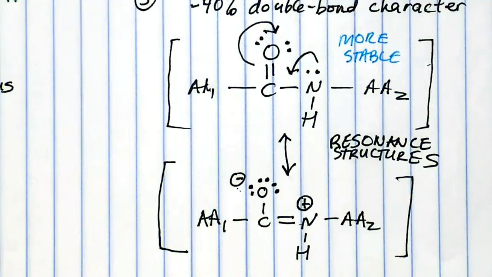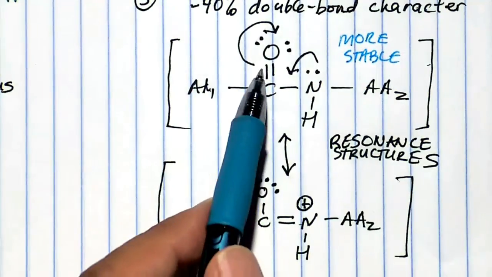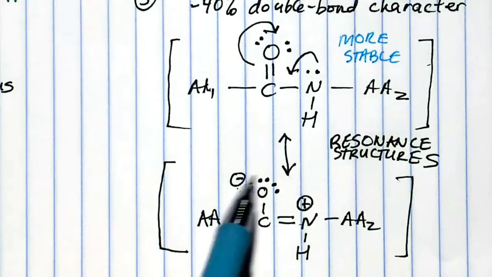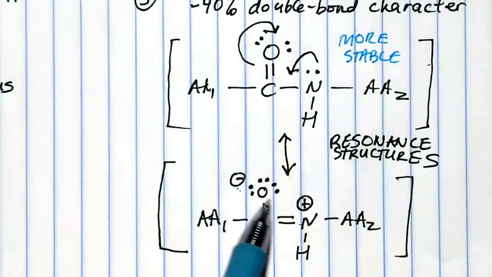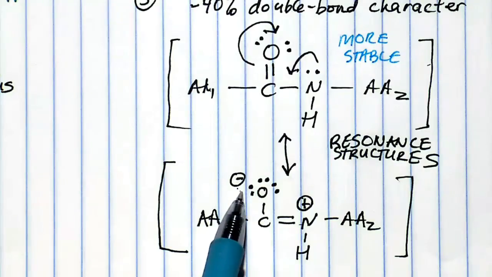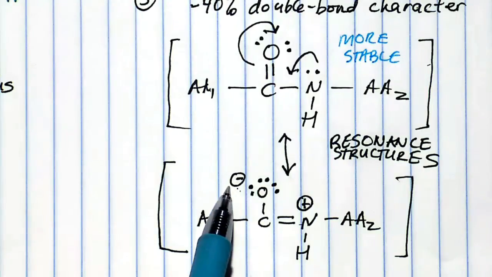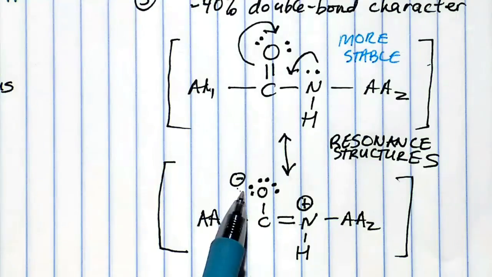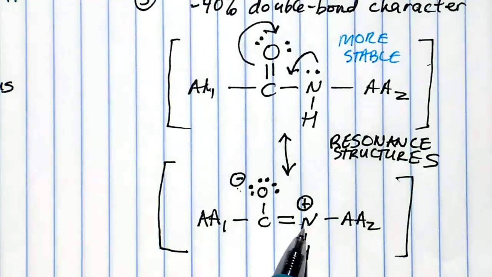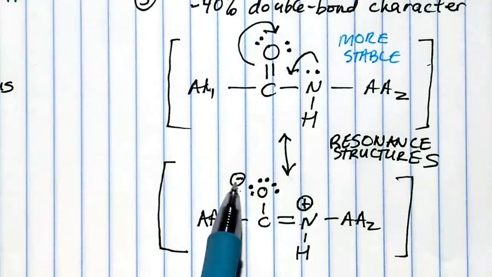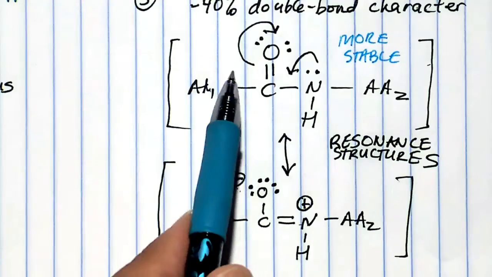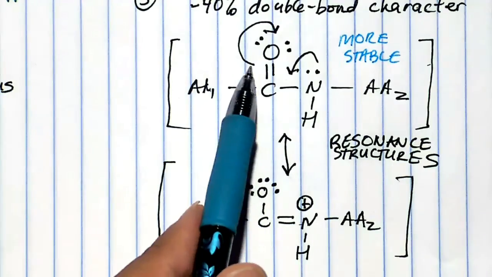This is the more stable resonance structure simply because we don't have any formal charges. This second form of the structure is not as stable. We want to minimize formal charges. We want to minimize any minus signs on an atom. Here, there's a minus sign on the oxygen atom, and there's a plus formal charge on the nitrogen atom. So we want to minimize those. This is the best structure and it's the more stable structure.